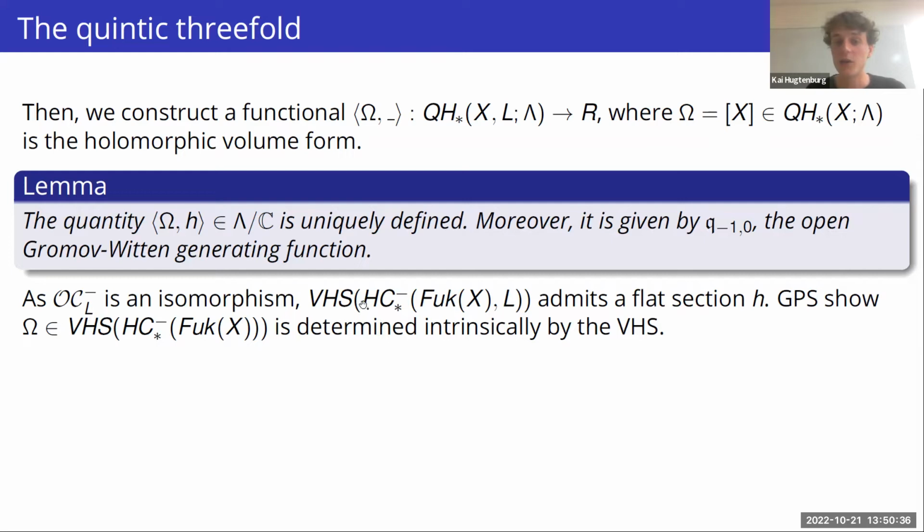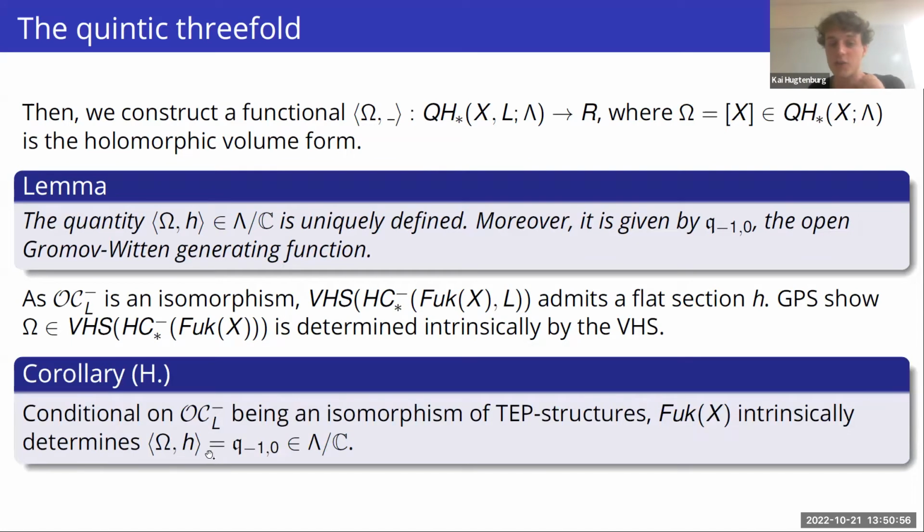And indeed, because the relative negative cyclic homology of this Lagrangian is isomorphic to the relative quantum cohomology, such a flat section H is also going to exist. So these facts together will give us that this pairing omega comma H is already data contained inside the Fukaya category, which is the open Gromov-Witten generating function. So yeah, that finishes that proof.